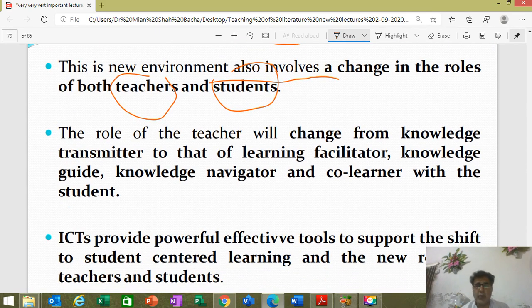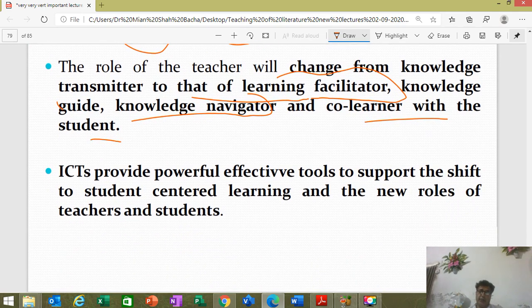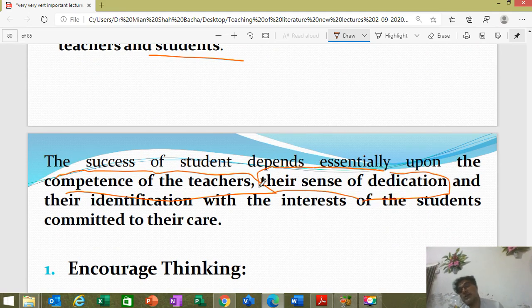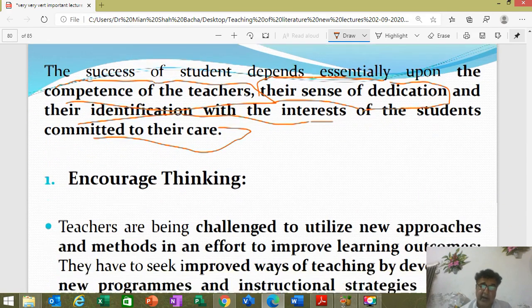The role of the teacher will change from knowledge transmitter to that of learning facilitator, knowledge guide, knowledge navigator, and co-learner with the students. Remember this. ICTs provide powerful, effective tools to support the shift to student-centered learning and the new roles of teacher and students. Okay, and the success of the student depends essentially, remember, upon the competence of the teacher. If the teachers are competent, the students will be good. Their sense of dedication is very important, and how dedicated teachers are, and their identification with the interests of the students committed to their care. All right, this should be there. Encouraging thinking.